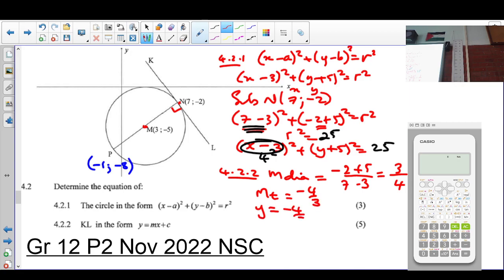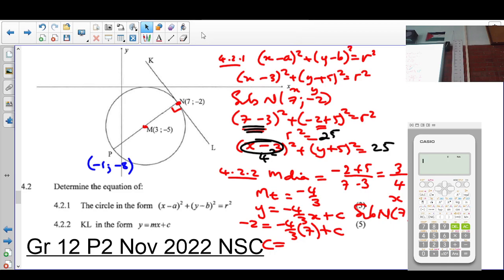So y = -4/3 x + c. To calculate c, I can only use a point that's lying on this graph. In this case, it's N. So you'll substitute N, which is (7, -2). Remember then, that's the x and the y. So -2 = -4/3 × 7 + c. So c works out to be -2 + 4/3 × 7, which is 22/3. So therefore the equation is y = -4/3 x + 22/3.